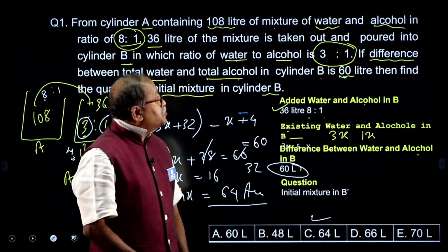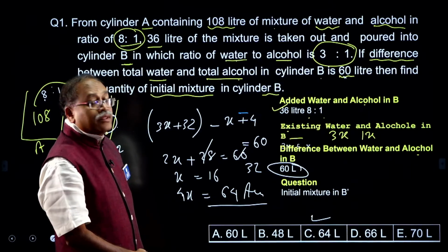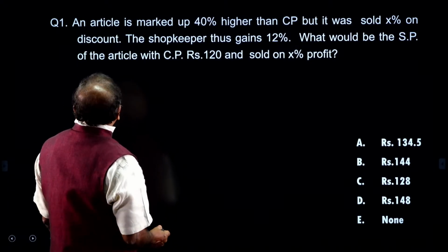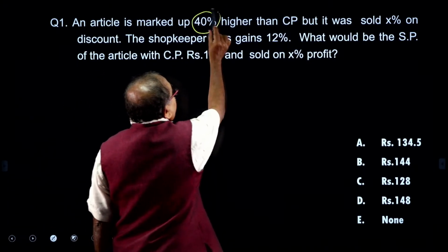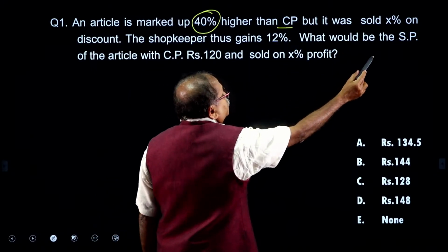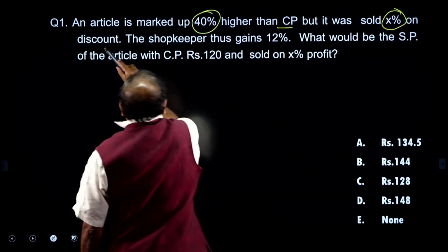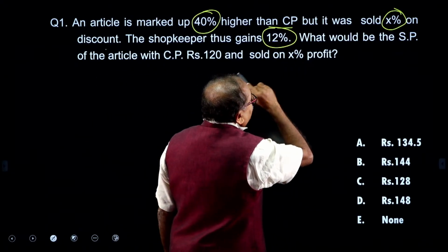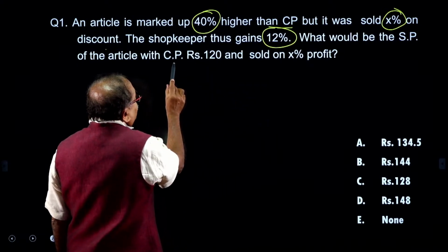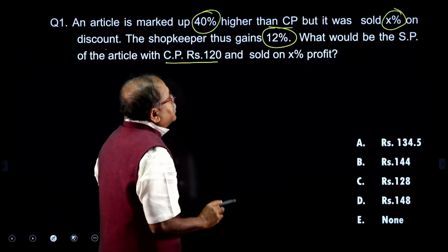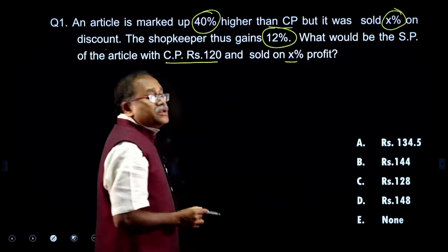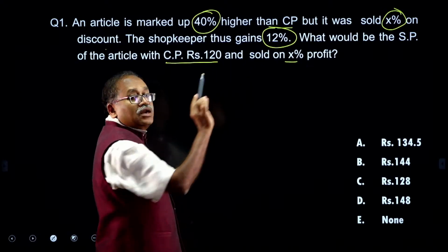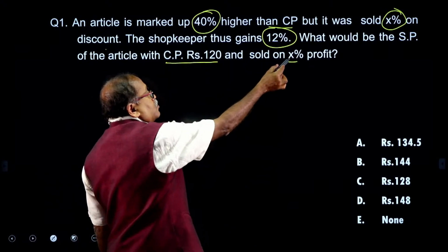I am moving on to the next question, my friends, and that is this. What is this question? Here an article is marked 40% higher than the cost price, but it was sold at X% discount. Now, the shopkeeper makes a profit of 12%. What would be the selling price of the article whose cost price is 1200 and he sells it at X% profit? That means from the first information I will get the X value and apply that over here.